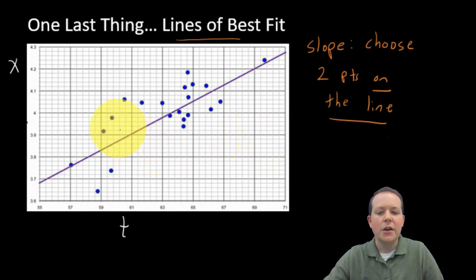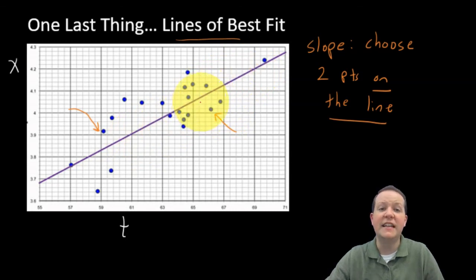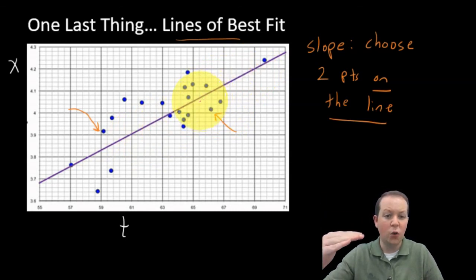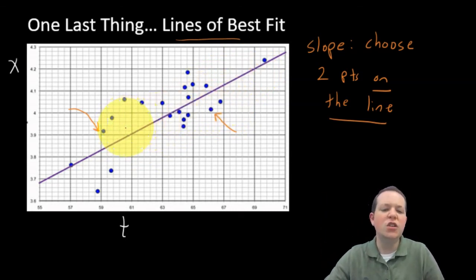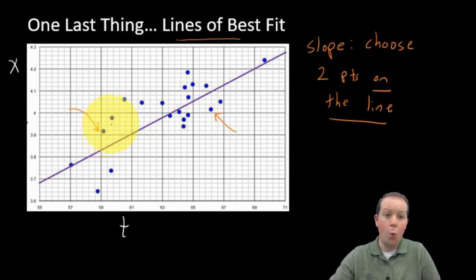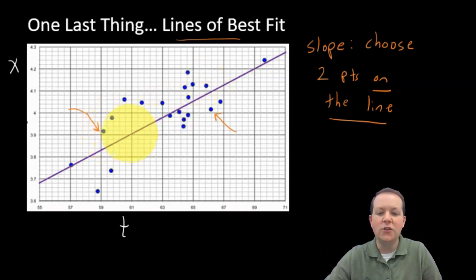What do I mean? You don't choose 2 of your data points. That is a science sin. The whole reason we're drawing a line is because this line represents an average. It helps us reduce that noise. So you don't choose your data points. This point is not particularly special. In fact, maybe this was when someone bumped into the table. We don't want that. We want 2 points on the line.